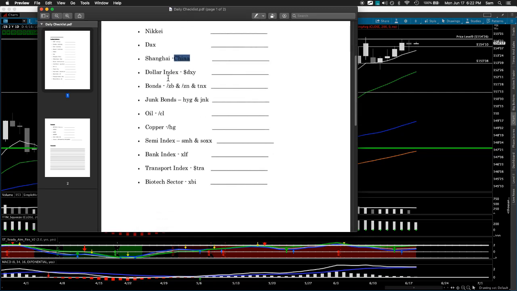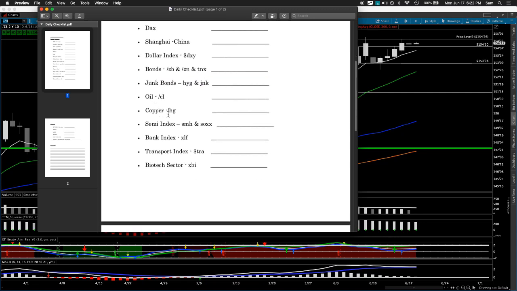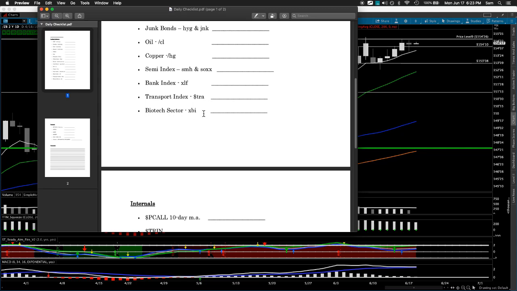We then go to the dollar index because it's important to understand the value of the dollar, bonds, junk bonds, oil, copper, signifiers of growth, and the semiconductors index, and I provided all the symbols for it. This one should have TRAN, not TRA. Bank index, so what are the banks doing? Obviously important. What are the transports doing? Keep in mind this has a misspelling, it should say money sign TRAN. Biotech, not super important, but kind of a leading indicator for risk.